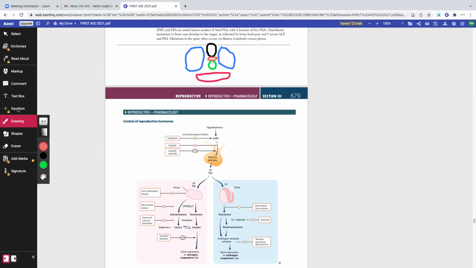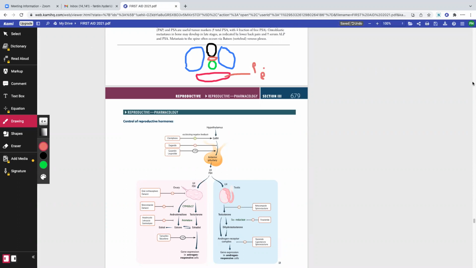Always remember that benign prostatic hyperplasia usually arises from the two lateral lobes, and prostatic cancer arises from the posterior lobe. It's easy to remember that prostatic cancer arises from the posterior lobe because P for posterior, P for prostatic cancer.